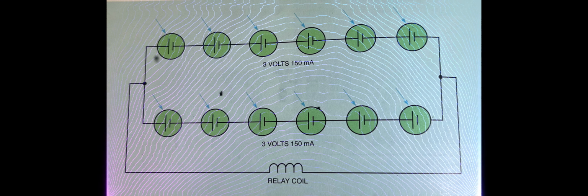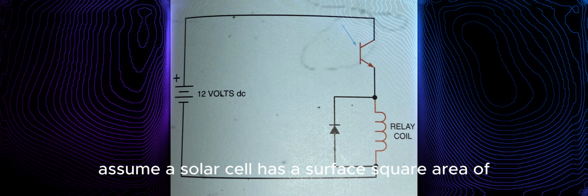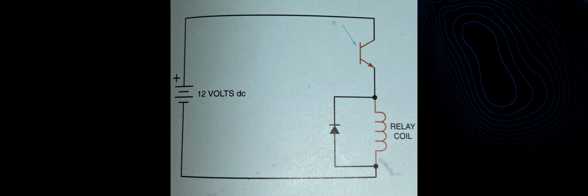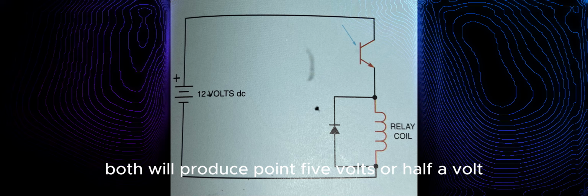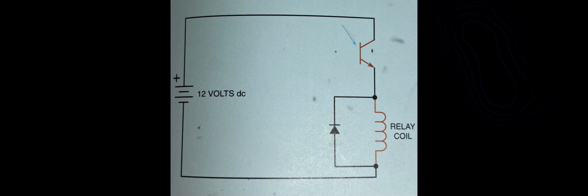For instance, assume a solar cell has a surface area of 1 square inch, and another cell has a surface area of 4 square inches. If both cells are made of silicon, both will produce 0.5 volts, or half a volt, when in direct sunlight. The larger cell, however, will produce 4 times as much current as the small one.